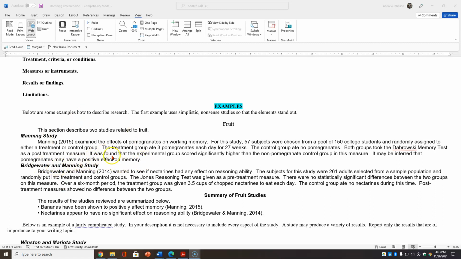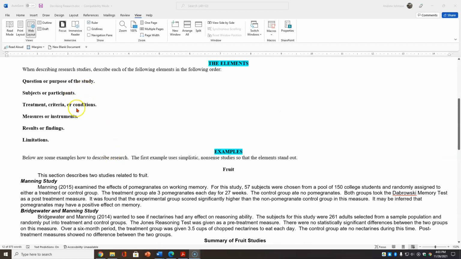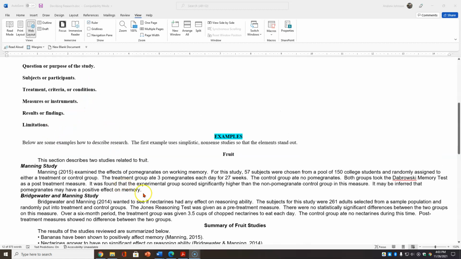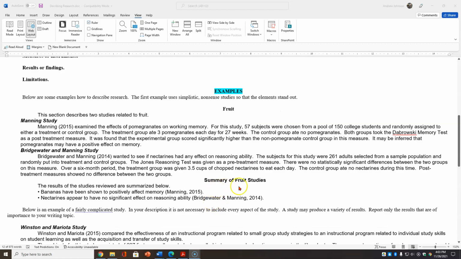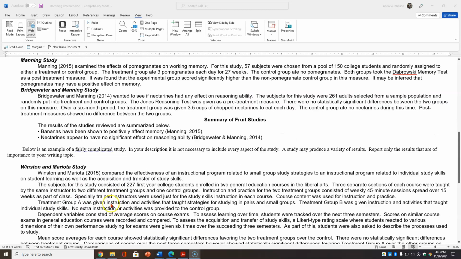That is one study. You notice it has all these elements in it. The Bridgewater study, the same thing. And since this is the fruit section of my lit review, summary of the fruit studies. Bananas have shown to positively affect memory, and nectarines appear to have, you get the idea. Okay. Now here's a more complicated study. Winston and Marietta study.